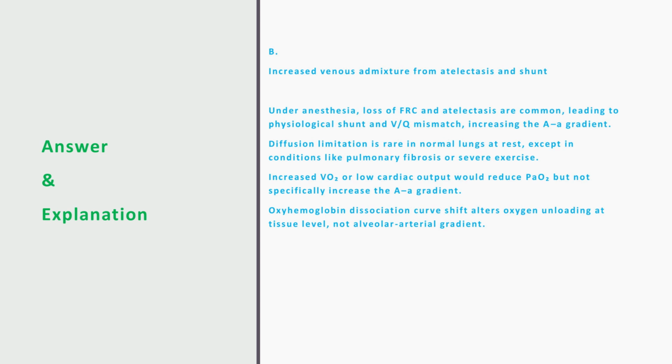Explanation. Under anesthesia, loss of functional residual capacity and atelectasis are common, leading to physiological shunt and ventilation-perfusion mismatch, increasing the alveolar-arterial gradient. Diffusion limitation is rare in normal lungs at rest, except in conditions like pulmonary fibrosis or severe exercise. Increased oxygen consumption or low cardiac output would reduce partial pressure of O2 but not specifically increase the gradient. Oxyhemoglobin dissociation curve shift alters oxygen unloading at the tissue level, not the alveolar-arterial gradient.